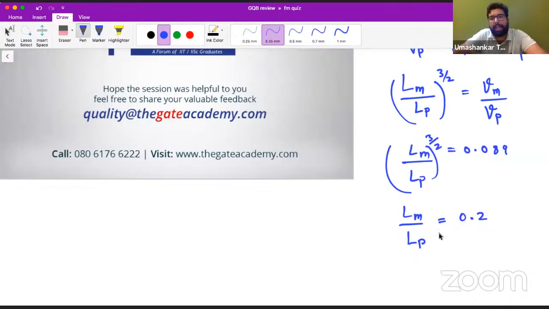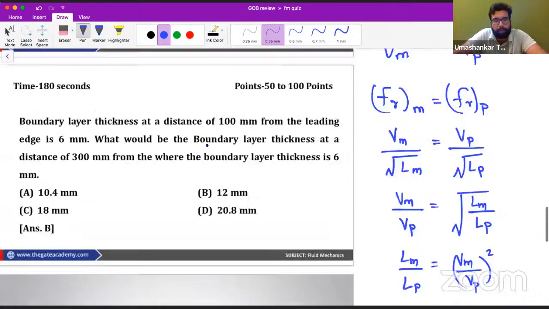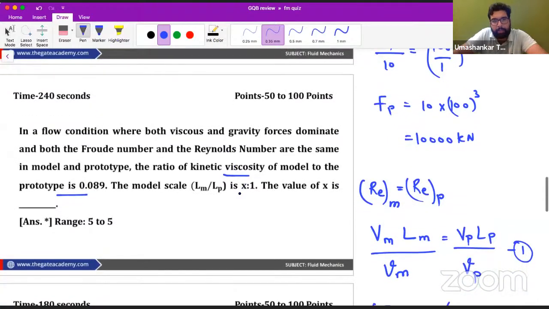So we are getting Lm by Lp as 0.2. So it is the scale ratio. Basically, we are getting 1:5 from here. That is Lm by Lp. See, it is somewhat reversed. X is to 1 actually should be 1:x, but I think none of you have given the answer near to it. So the answer to this question is 5.